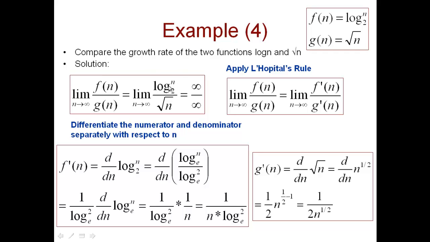Let us substitute the two functions and see what happens. Log n to the base 2 over square root of n, as n tends to infinity. If we substitute the limit value n equals infinity, log infinity will be infinity, and square root of infinity is also infinity. So you have infinity over infinity, which is not defined.